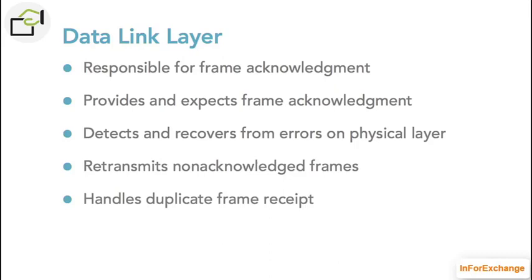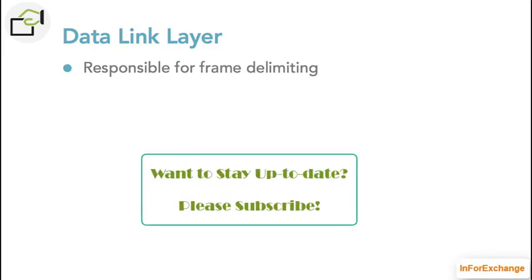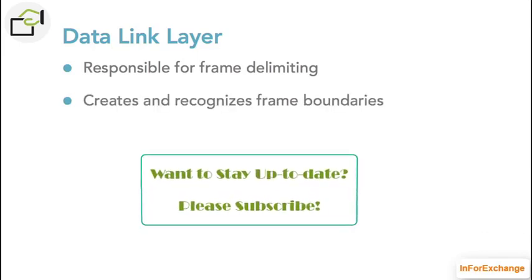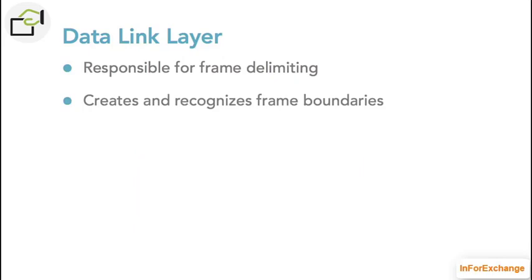Beyond recovering from errors and other types of things, the Datalink layer also is responsible for frame delimiting. What this means is that the Datalink layer is responsible for creating and recognizing frame boundaries. Or, put another way, the Datalink layer is responsible for indicating when a frame starts and when a frame stops, so that the nodes that receive the frame will know the boundaries of the frame that it is receiving.